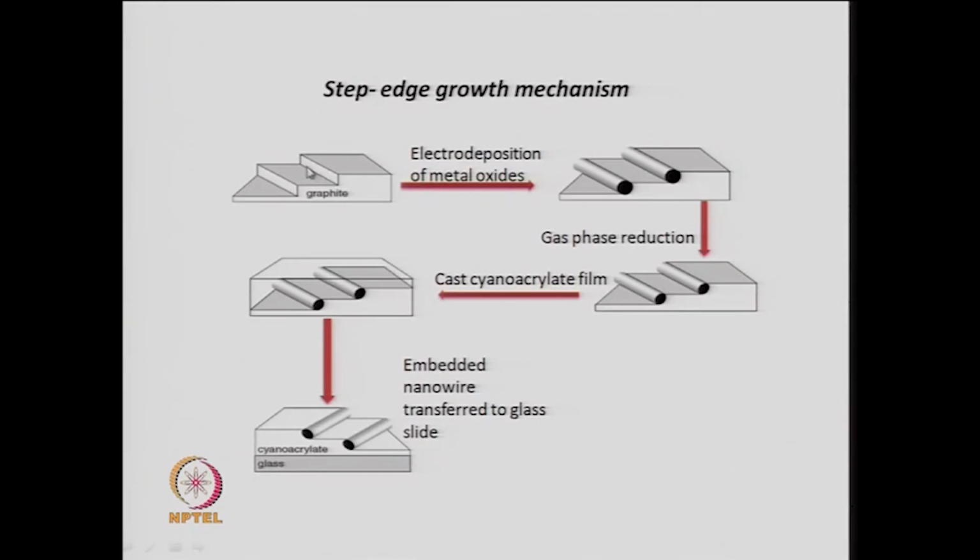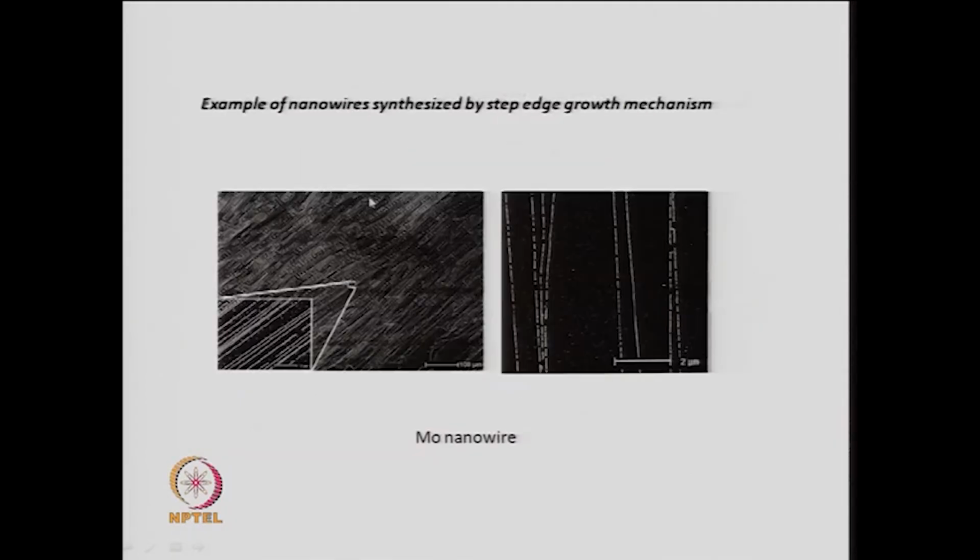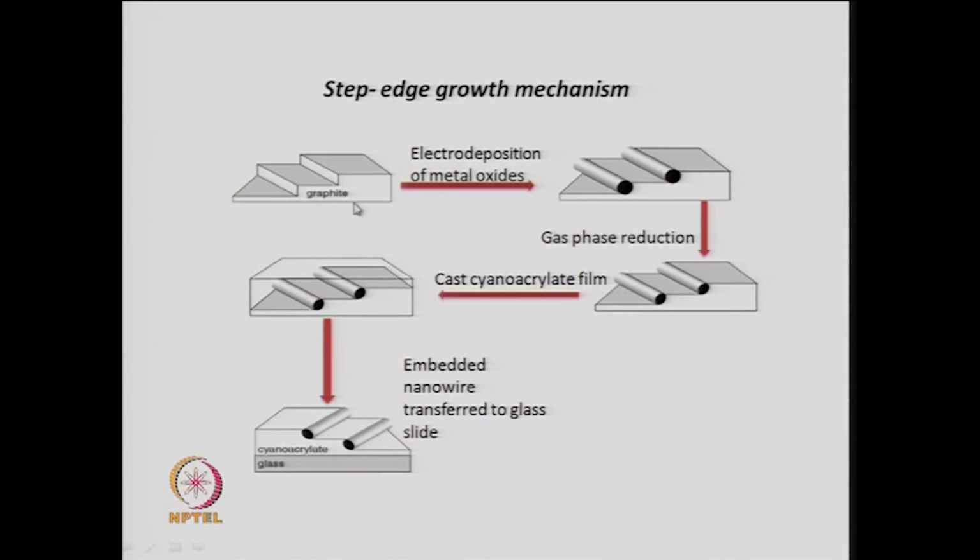So, these steps or edges on graphite, this is highly oriented pyrolytic graphite or HOPG, and on that you deposit metal oxide and you get these wires, and these wires are at these edges. Then you can remove these metal oxides by putting some film on top of it, or you can reduce them and make metal nanowires. So, depending on whether you want oxide nanowires or metal nanowires, you make a polymer film on top of this or that, and then these nanowires come onto the film and you can then transfer onto the glass slide.